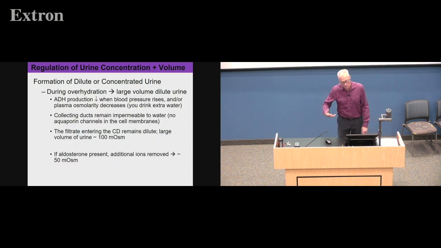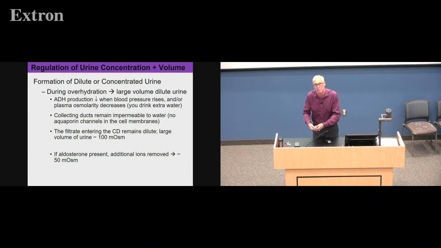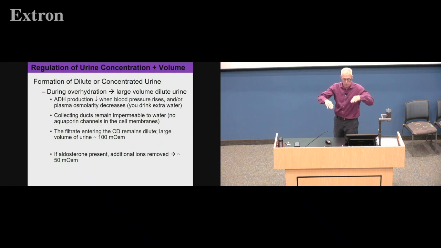However, if you're overhydrated, your osmolarity of your plasma is going down. If you just start drinking water, that water is absorbed in your digestive tract right into the blood. Osmolarity of plasma goes down, blood pressure goes up, and your hypothalamus reduces the ADH secretion, and now the collecting duct becomes impermeable to water. And that dilute filtrate coming from the distal tubule just travels right down through the medulla into the calyces, and we pee out a large volume of dilute urine, maybe as low as 50 or 100 milliosmoles per liter. That clear urine you see when you drink a lot of water, and then you find yourself having to run and dissipate that.